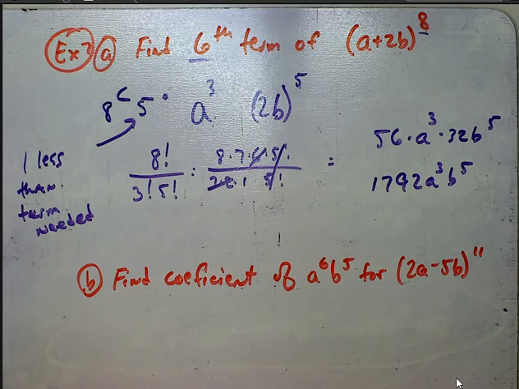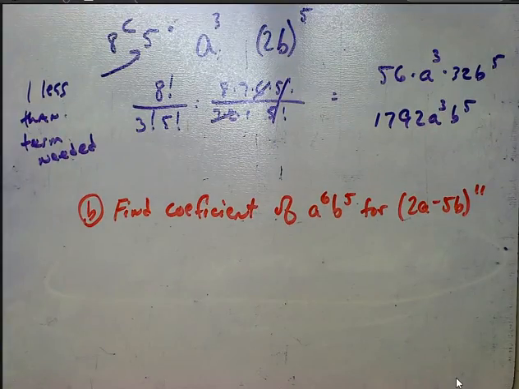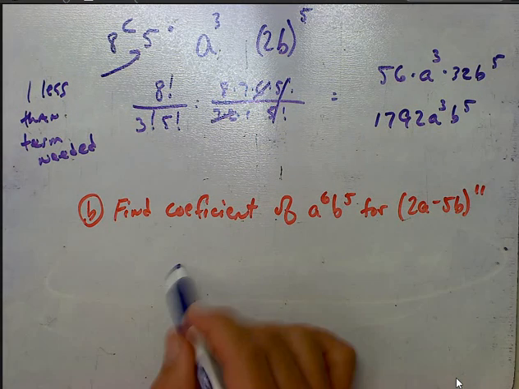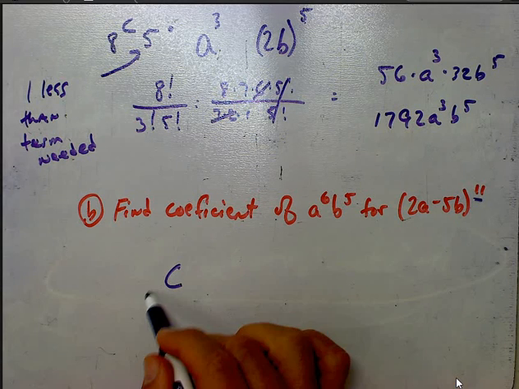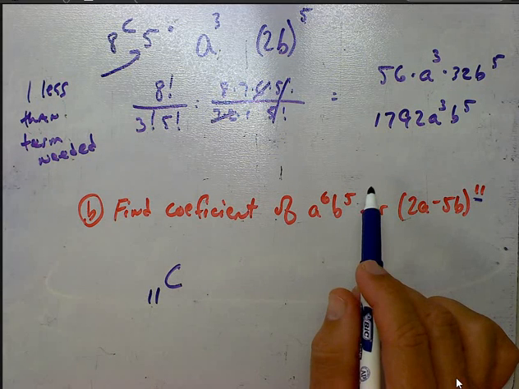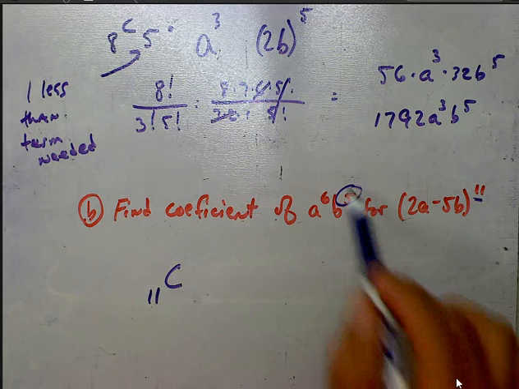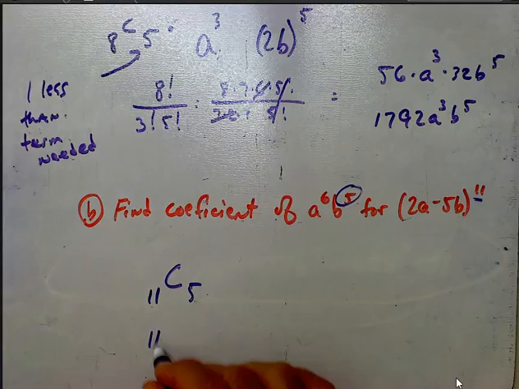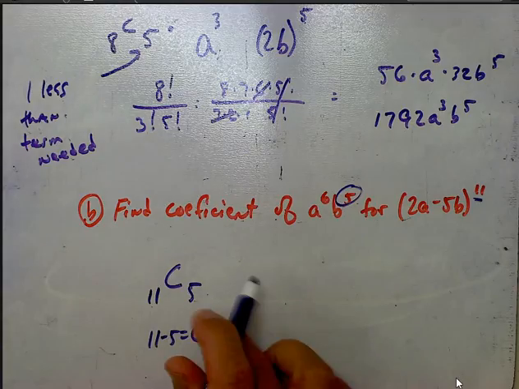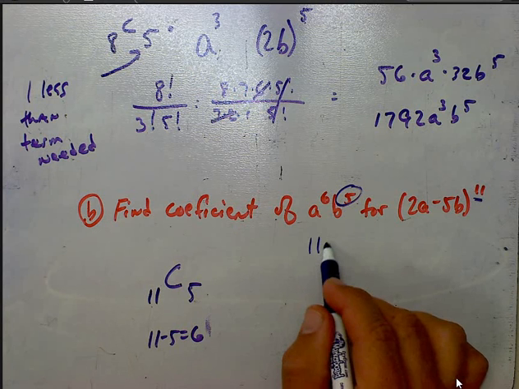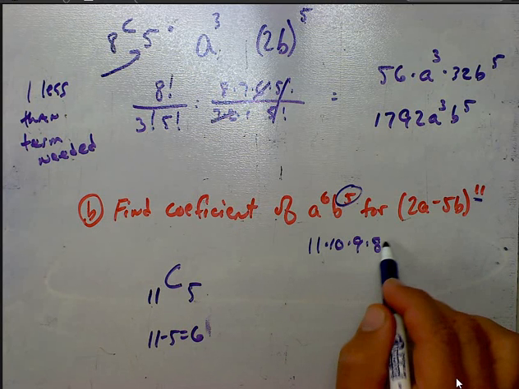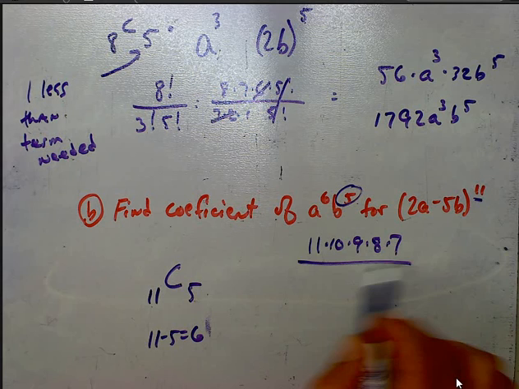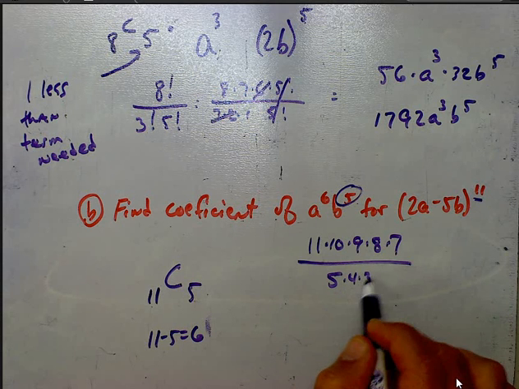Okay, part B says to find the coefficient of a to the sixth, b to the fifth. Okay, so we already know we need a to the sixth, b to the fifth. So we have 11 terms here, and since this number is 5, I'm going to use 11c5. Remember the shortcut way? 11 minus 5 equals 6, and so it's 11 times 10 times 9 times 8 times 7 over 5 times 4 times 3 times 2 times 1.